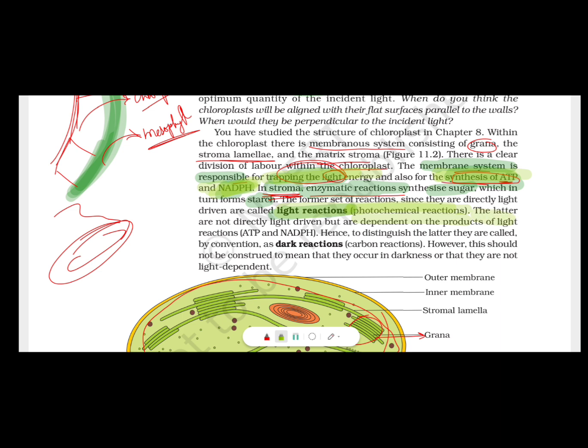The latter are not directly light driven but are dependent on the products of light. Which process depends upon the products of light? The enzymatic step. The enzymatic step is called the dark reactions. The latter are not directly light driven but are dependent on the products of light reactions, ATP and NADPH. Hence, to distinguish the latter, they are called by convention dark reactions, or carbon reactions.